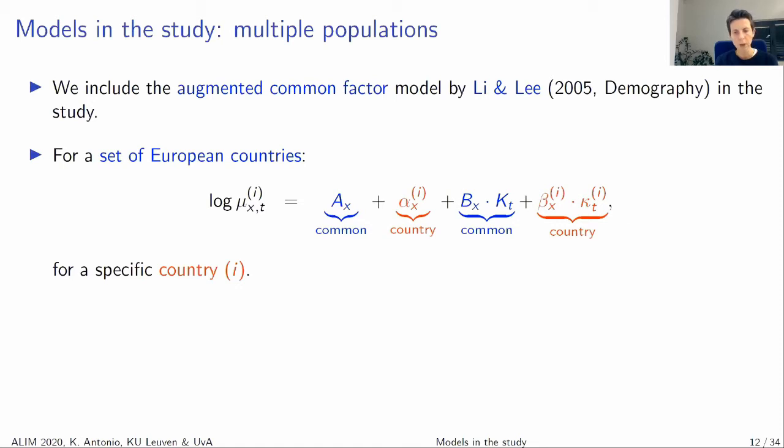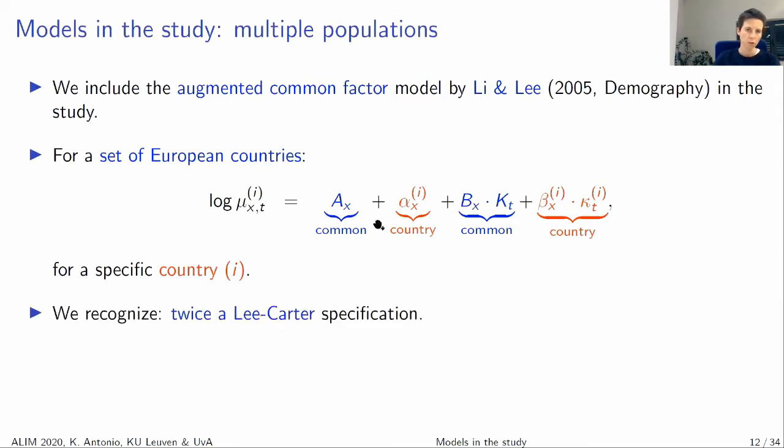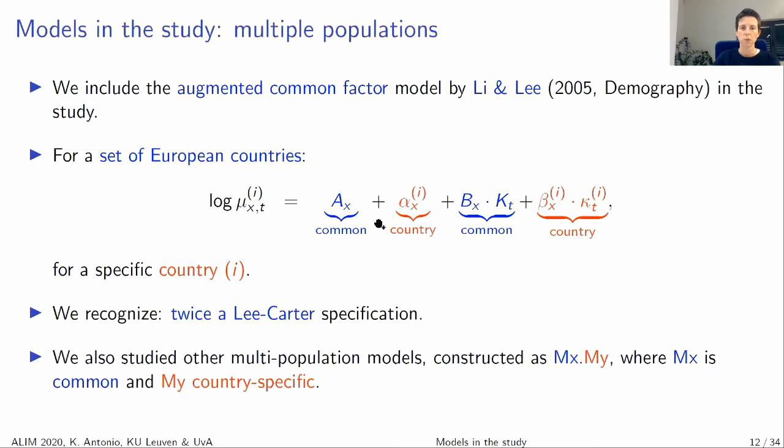You combine multiple populations, you collect their data, and you model the logarithm of the force of mortality of country i for age x, period t by saying, well, there is a part that comes from a European model, shared by all the countries in the dataset that I'm considering, right? That's captured here in blue. And then I have a country-specific deviation from this common European mortality model. Okay, so that's important. We do twice a Lee-Carter specification.